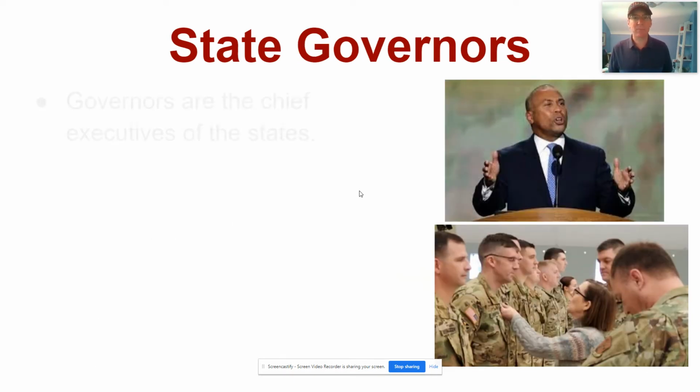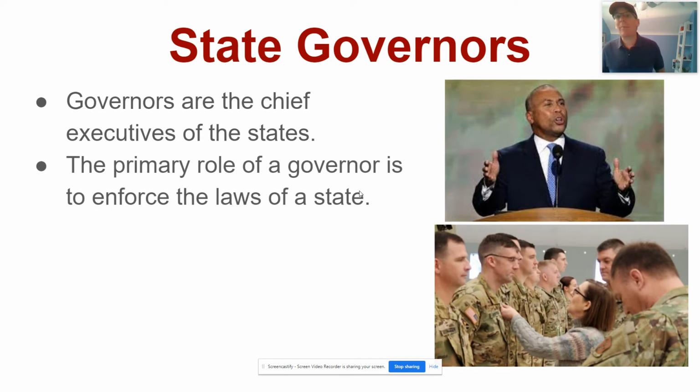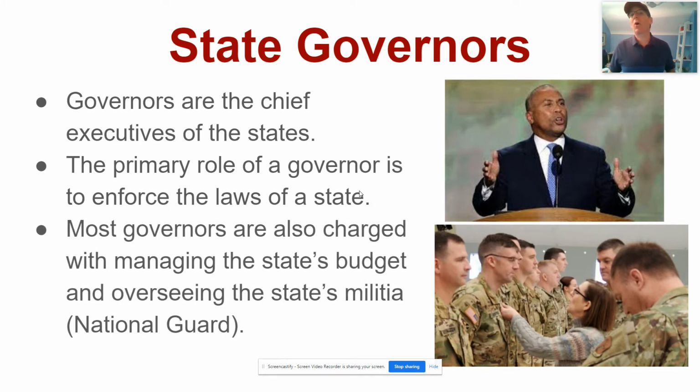So the state governors. Governors are the chief executives of their states. They're like the president, but of a state. The primary role then of the governor is to enforce the laws of the state. That is their big job, enforcing laws. But most governors are also charged with other things as well, including managing a state's budget. That falls on the governor in most states. They draw up the budget and send it to the legislature, rather than the legislature and the executive kind of working together on it. They also oversee the state's militia, which we refer to as the National Guard.